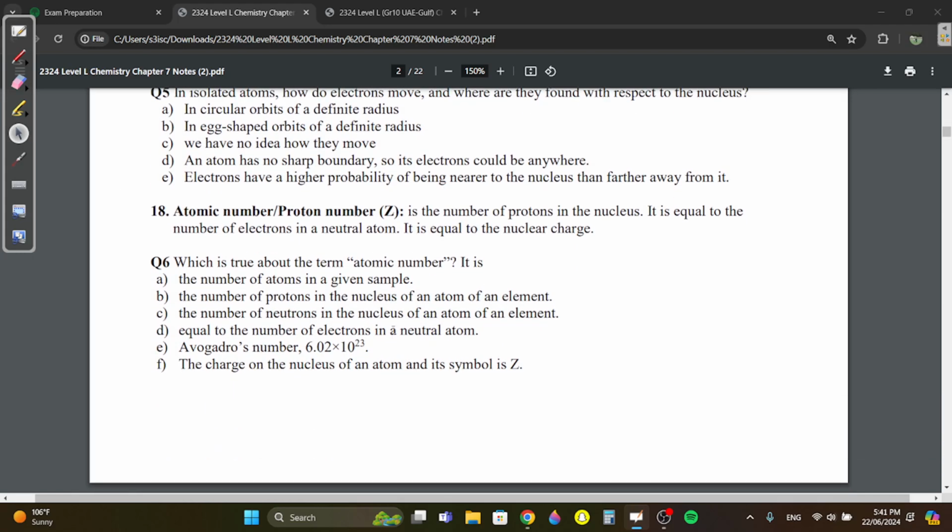Which is true about the term atomic number? It is the number of atoms in a given sample? Obviously not. It's the number of protons? Yes. It's the number of neutrons? No. It's equal to the number of electrons in a neutral atom? Yes, that's important. Is it Avogadro's number? Obviously not. It's the charge of the nucleus of an atom, and its symbol is Z. Yes.